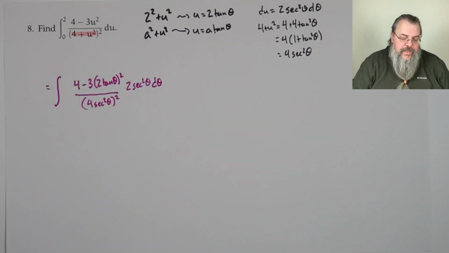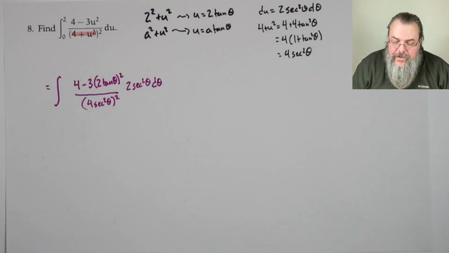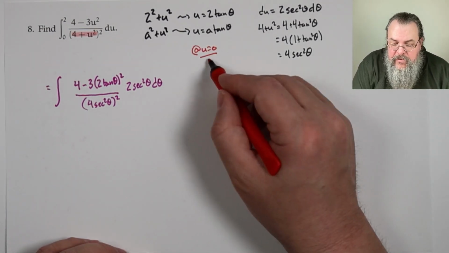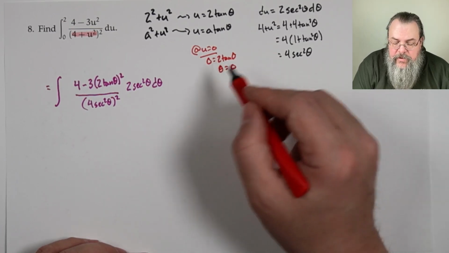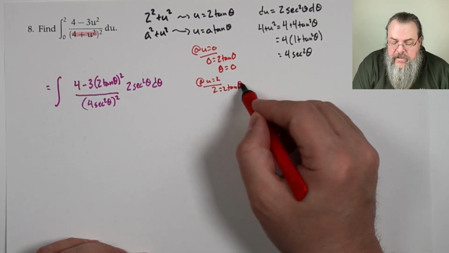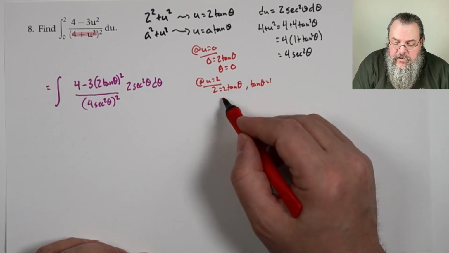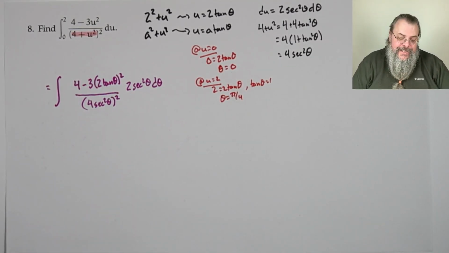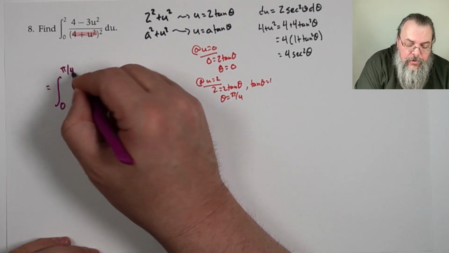Don't forget the bounds, right? Because this is a definite integral. We want to update our bounds so we never have to go back. So we say, okay, well, at u equals 0, what happens? We get 0 equals 2 tangent theta. And so that tells us that theta equals 0. At u equals 2, we get 2 equals 2 tangent theta, which means tangent of theta equals 1. And so that tells us that theta is pi over 4. Okay, so our bounds are pretty nice bounds. They were pleasant bounds even. 0 to pi over 4.